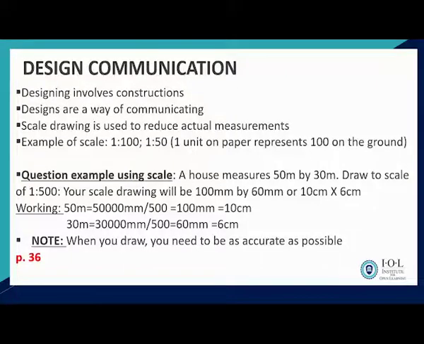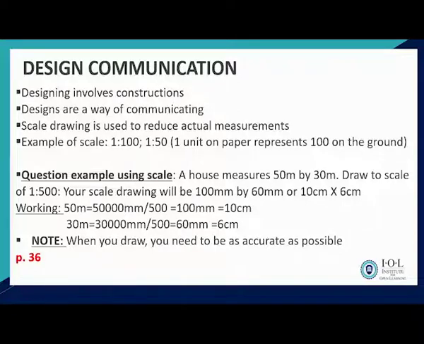An example is a question may say a house measures 50 meters by 30 meters. Draw to scale using a scale of 1 to 500. Your scale drawing will be 100 millimeters by 60, or 10 centimeters by 6 centimeters. How do you find the answer? You convert 50 meters to millimeters, which is 50,000 millimeters. Then the scale is 1 to 500, so you divide by 500. Then you get 100 millimeters, which is 10 centimeters.